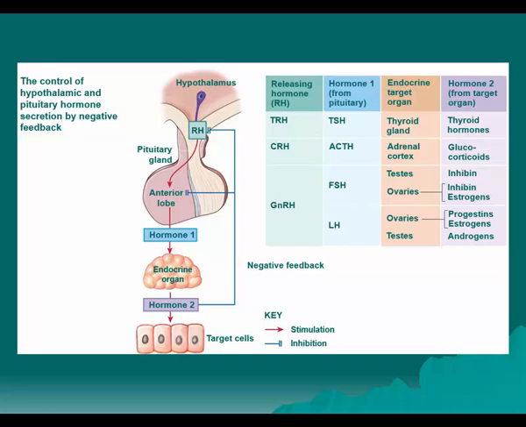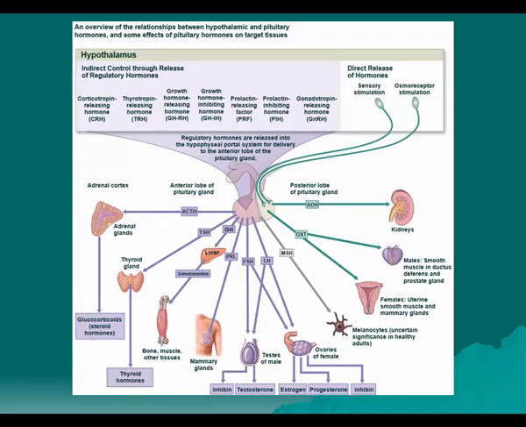TRH, TSH, and thyroid hormone self-regulate. CRH, ACTH, and glucocorticoids self-regulate through this negative feedback pathway. So in summary, you can see the hypothalamic hormones control hormones out of the pituitary gland. Don't worry about the three on the right here. So the hypothalamic releasing hormones are at the top. The pituitary glands here are in purple. These hormones go and target various sites in the body.